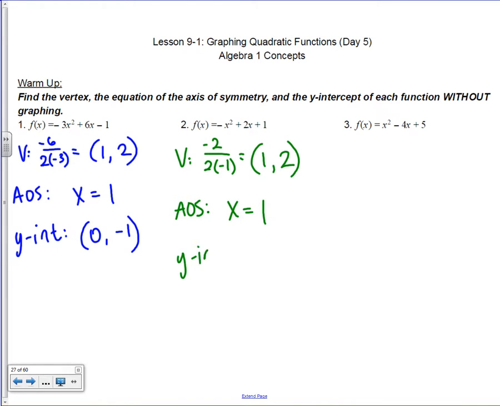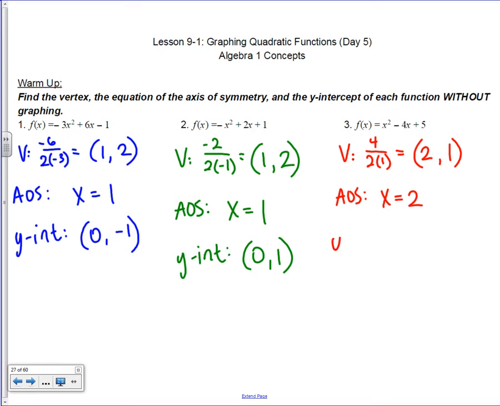And the y-intercept means all of the x's would be 0. So we'll get that. And last but not least, another standard form over here. So the vertex will be negative b over 2a. And if we multiply and reduce that, we'll get 2. Plug in that 2, and you should get 1. Axis of symmetry runs right through the vertex. And for the y-intercept, we are plugging in all of those x's to be 0, and you should get 5. All right, that's your warm-up for today.